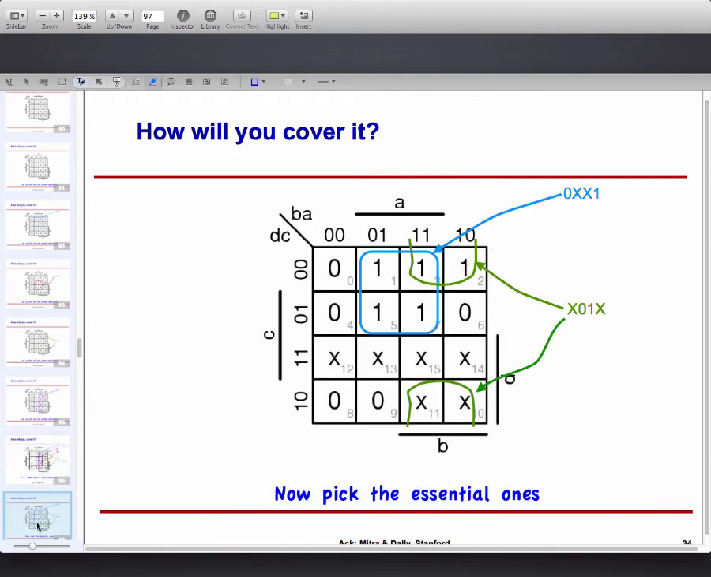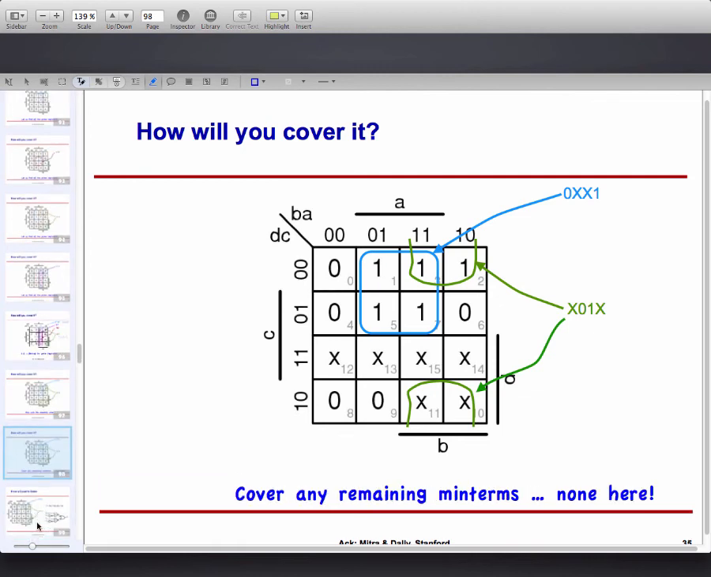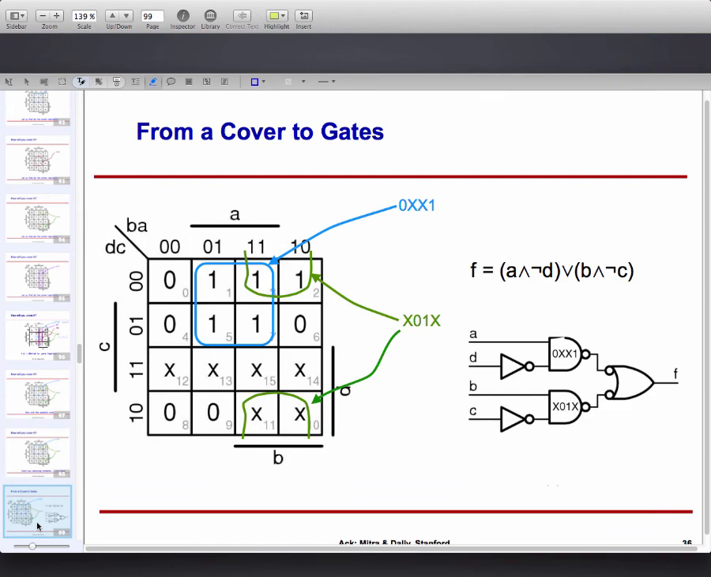So we picked the essential ones. We just went through this. These two are the essential ones. And with these, I have covered all the minterms, all the boxes where there was a 1, and I'm done. Remaining values of x's, we are basically treating them as zeros, and we are done with that. So our implementation in terms of gates would look like this. And instead of writing it as OR and AND, we always like to write it as NAND followed by NAND because that's how we implement it.